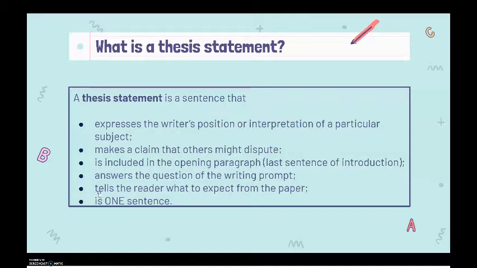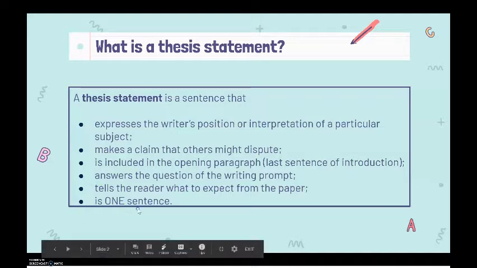Somebody earlier this year had made a really good comparison. It's kind of like a movie preview when you go to the movie theater or to the drive-in. You get those short little clips that are just enough to entice you to go see that movie. It tells you a little bit about what it's about. A thesis statement is the same thing. It's a preview. And a thesis statement is one sentence.